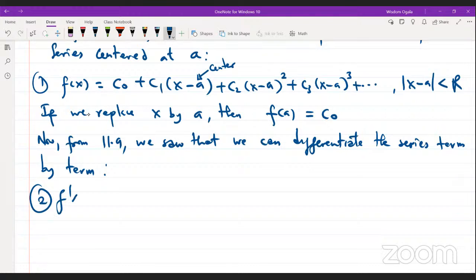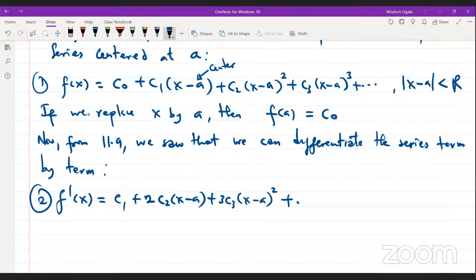So f prime of x, differentiating equation 1 with respect to x, you will have c1 plus 2c2 (x minus a) plus 3c3 (x minus a) squared. And of course, I can keep going on and on. Again, the absolute value of x minus a is less than my radius of convergence.